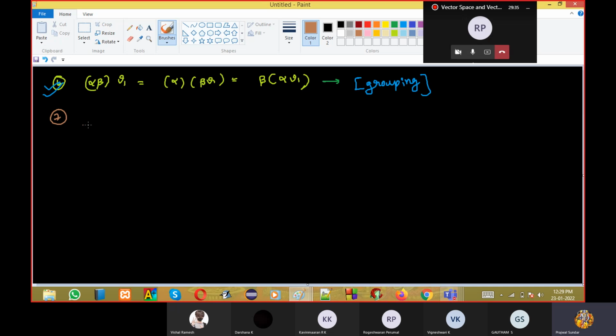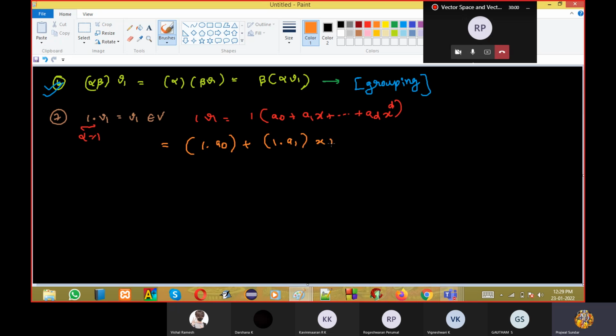The seventh property is that 1 into v1 should be equal to v1, and it should belong to the vector space. So I'm taking alpha as 1. So 1 into v1 is 1 into a0 plus a1x till ad x power d. Now see, it looks very silly, but you need to write this step. Look at this step: I'm writing 1 into a0 plus 1 into a1x till 1 into ad. You need to show these steps. Only then you will get marks.